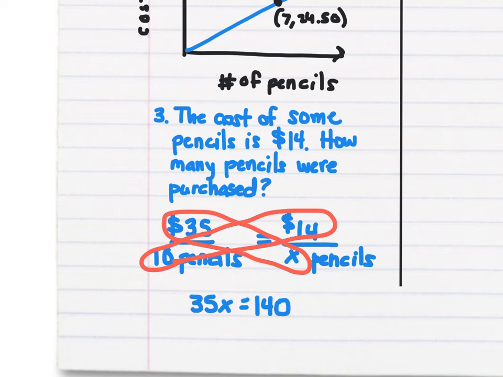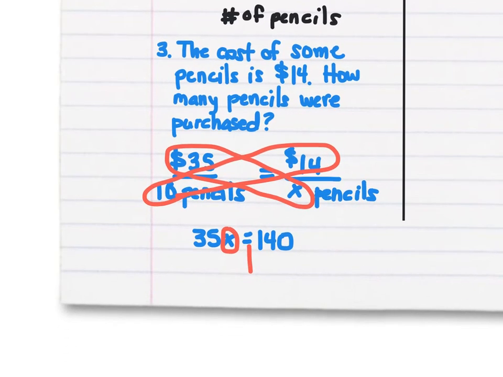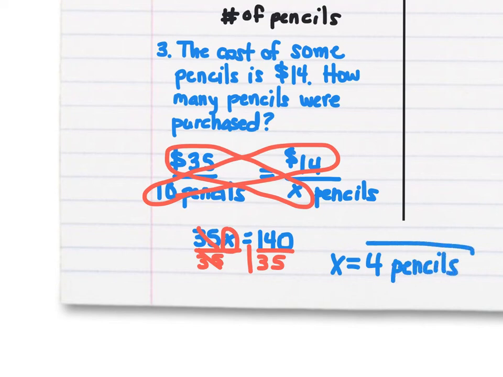All right, and then we want to solve for x. So from here, we just have to circle the variable and bring the line down. Okay, and then we're just going to divide by 35. I'm almost running out of room. Divide by 35 on each side. These are going to cancel out. So then we're going to get x equals 4. And we have to label it, so we label it pencils. And that's our answer.